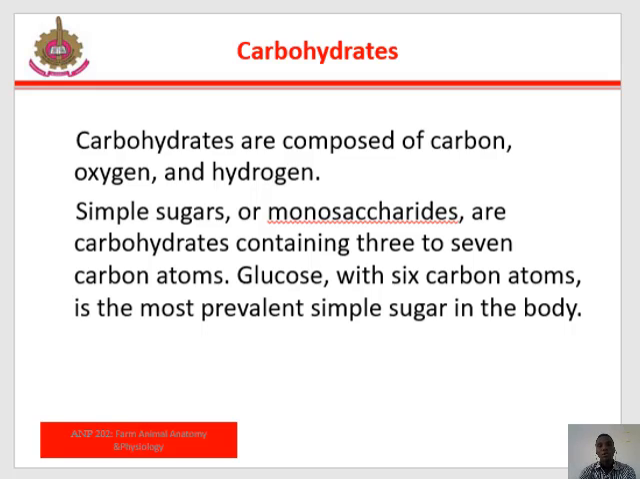Then we also have carbohydrates. Carbohydrates are composed of carbon, oxygen, and hydrogen. Simple sugars or monosaccharides are carbohydrates containing 3 to 7 carbon atoms. Glucose, which consists of 6 carbon atoms, is the most prevalent simple sugar in the body.